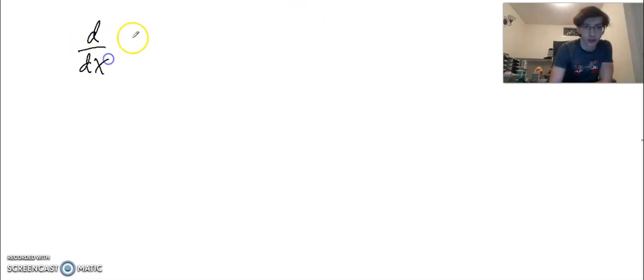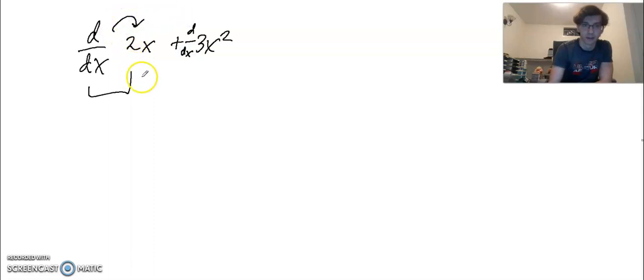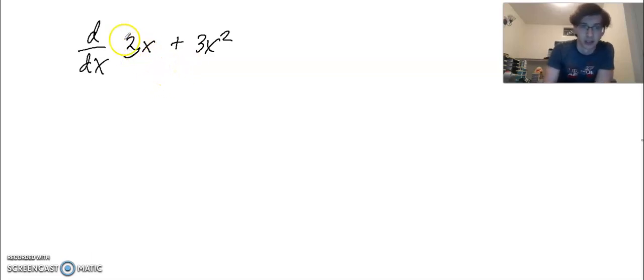Just to start off though, I don't know what this is called, but let's say we're taking the derivative of, let's say, 2x plus 3x squared. We know that we can split up the derivative into two different parts, just like distribute it out. But we can also, let's say this is 3x actually. And this is just the derivative of the whole function.